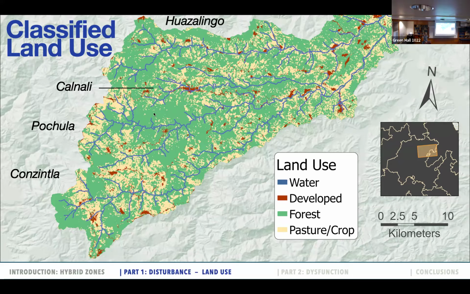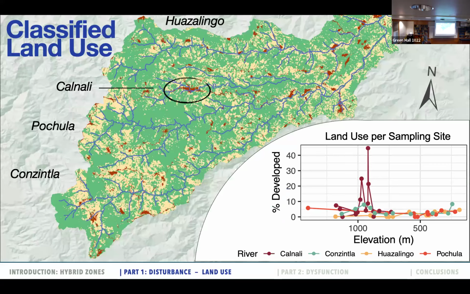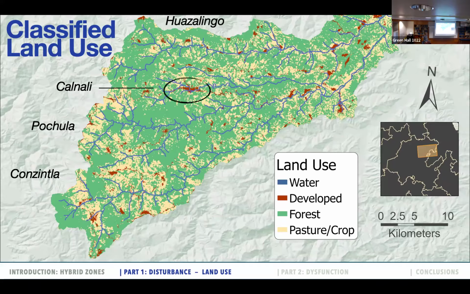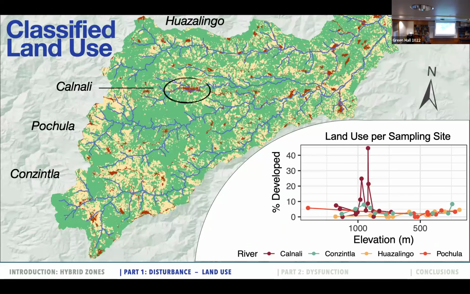We can quantify this as the proportion of the watershed upstream of each sampling site that has developed land. And sure enough, the Calnali has this really exceptional spike in the proportion of developed land relative to the size of the watershed that supports this being a uniquely impacted river here.